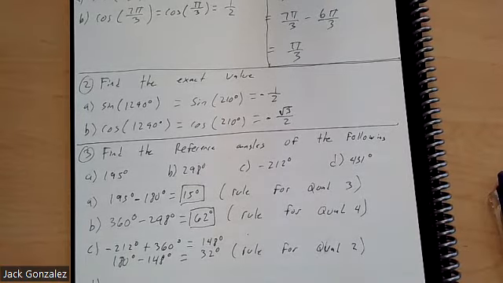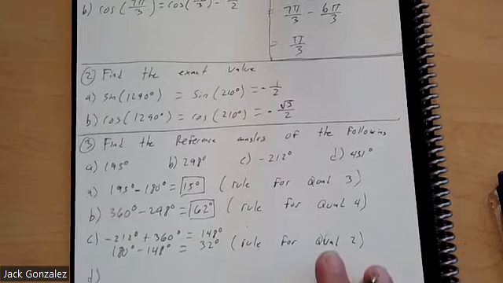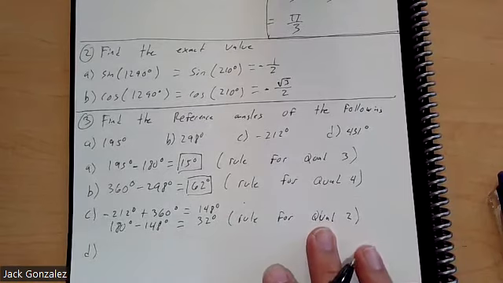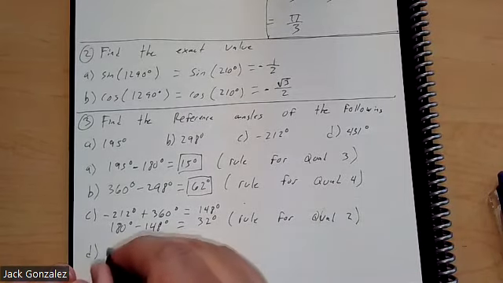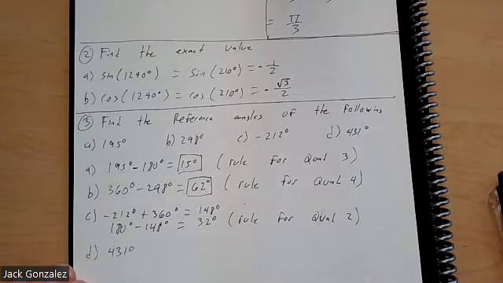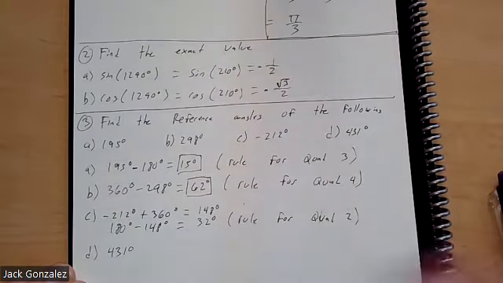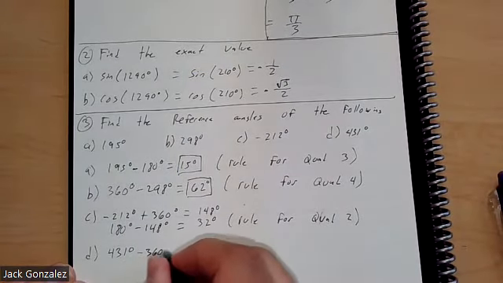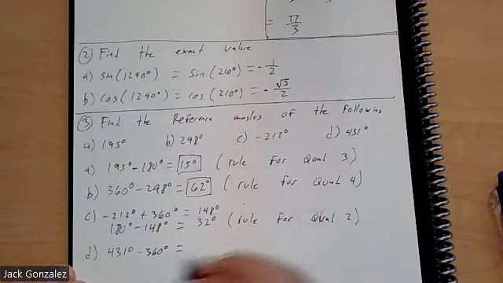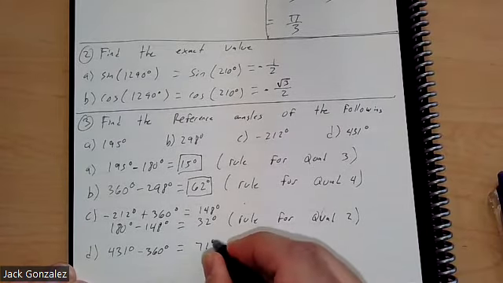So far, you guys okay? All right. D is 431. Obviously, that's too big, right? So 431 minus 360 is going to be 71.